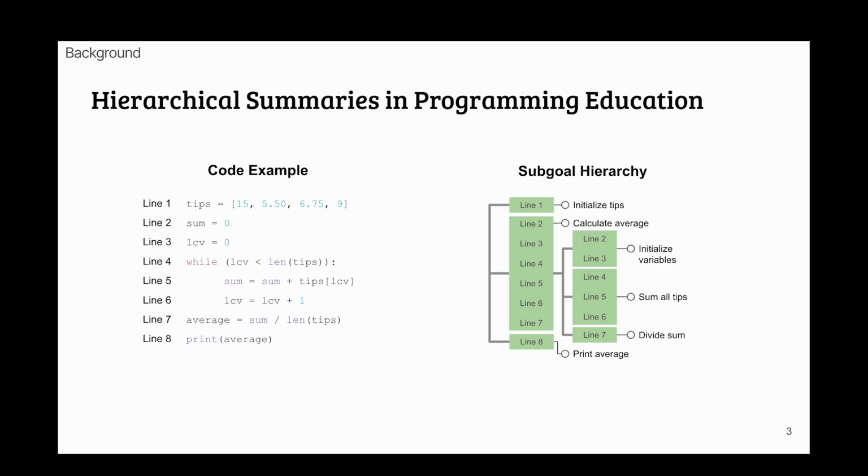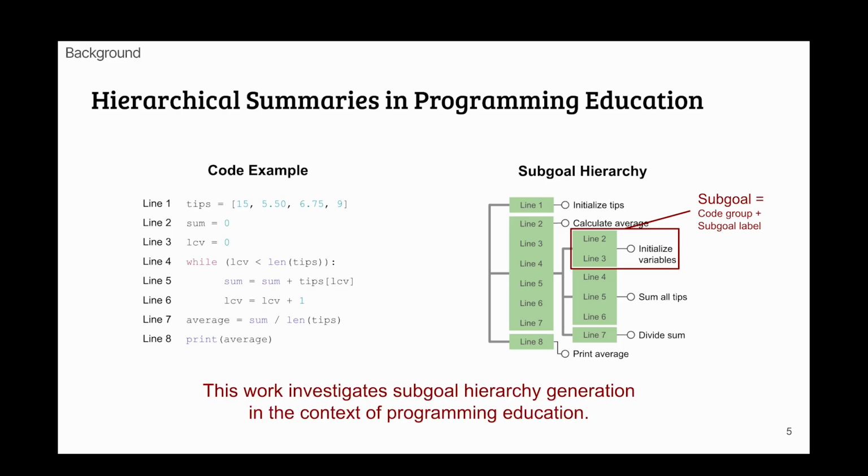On the right is the hierarchical summary of the code example on the left. Lines of code can be grouped into a subgoal that divides code into smaller functional units. Each subgoal comprises a code group that indicates its mapping to the code and a subgoal label that explains the function of the code group in natural language. A hierarchy of these subgoals is helpful for understanding the code example and learning to transfer the algorithmic structures to novel problem contexts. In this work, we investigated a scalable approach to generate subgoal hierarchies in the context of programming education.